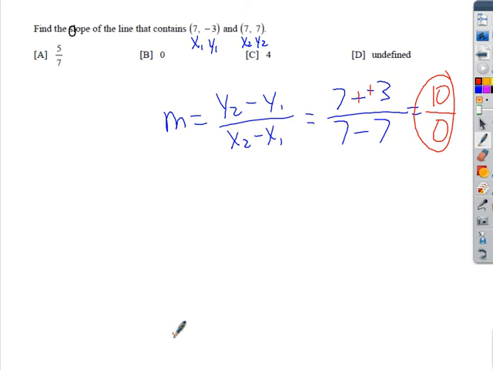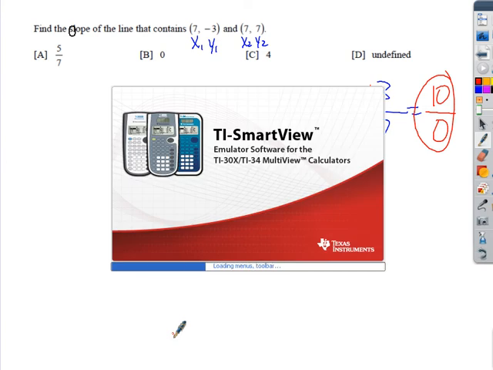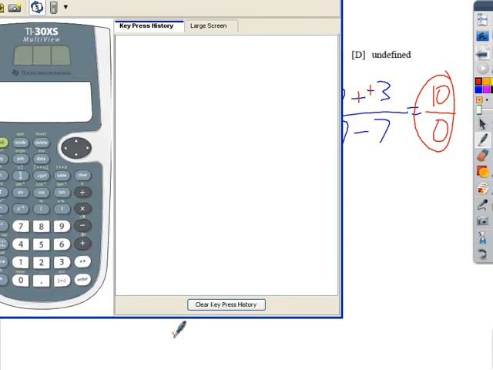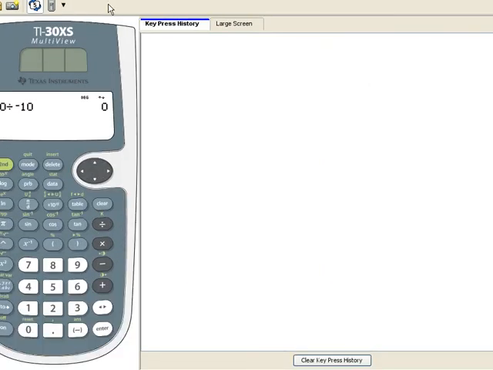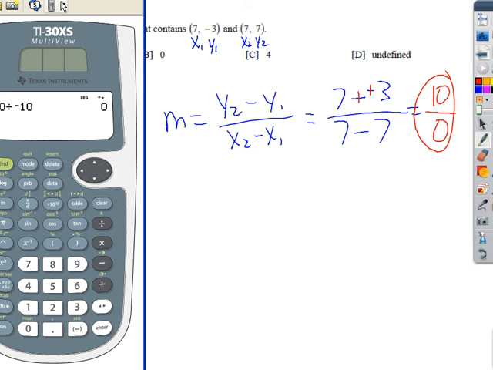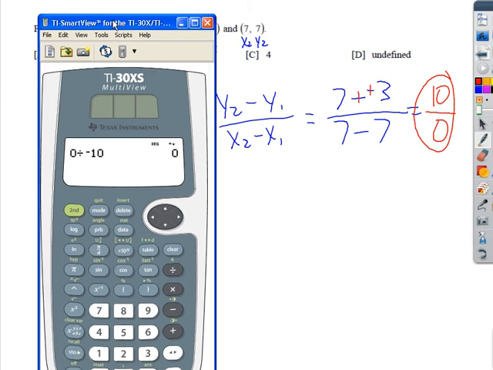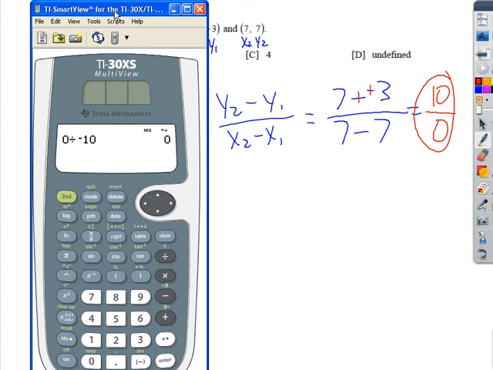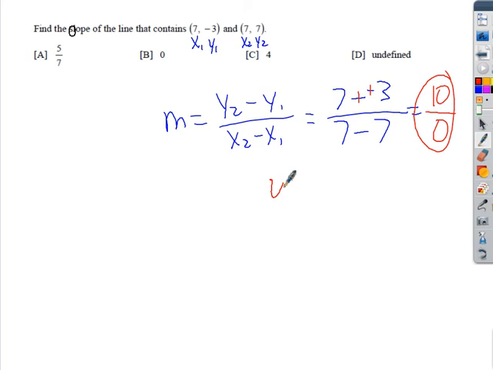I just wanted to show you that 10 divided by 0, a lot of people think it's 0, but I think the calculator is going to give us some other information. Sorry about that delay. When I do 10 divided by 0, I get a divide by 0 error. And that basically is telling me that this particular slope is what they call undefined.